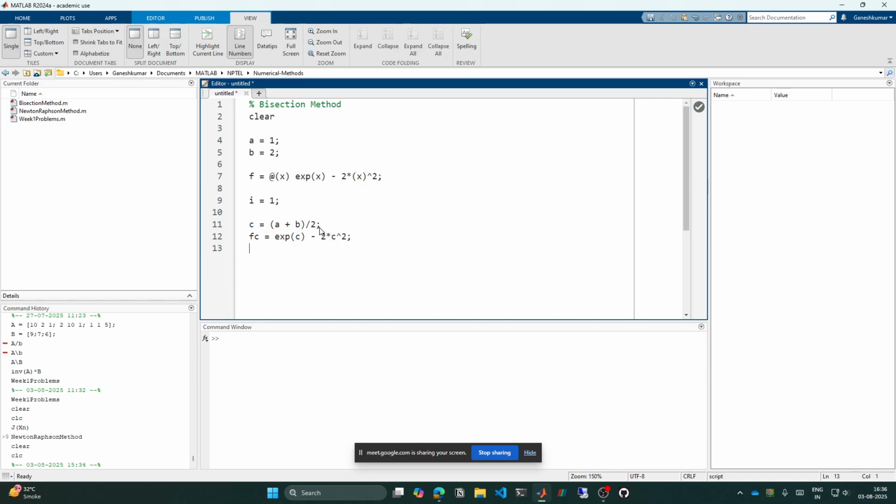Now what you have to do is check with an if condition, but for that you need to find the function values at a and b. So the first thing is to find whether the root lies between a and b.